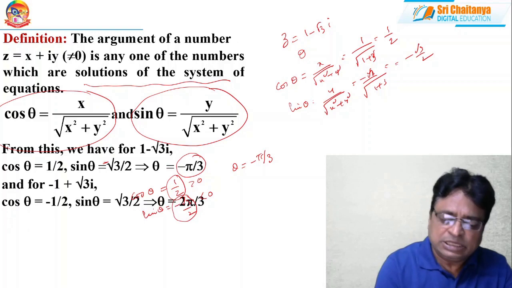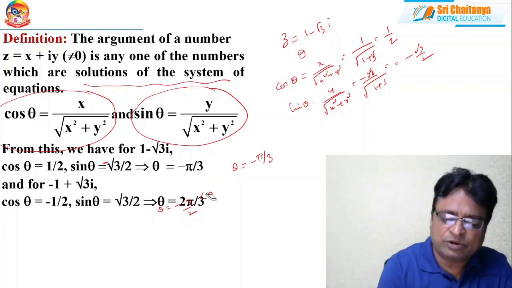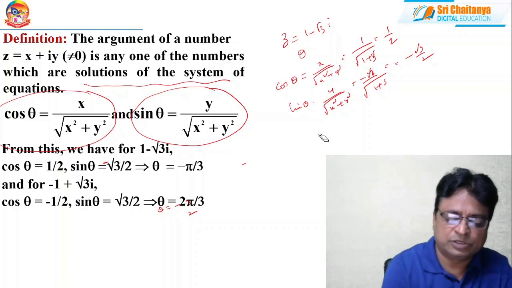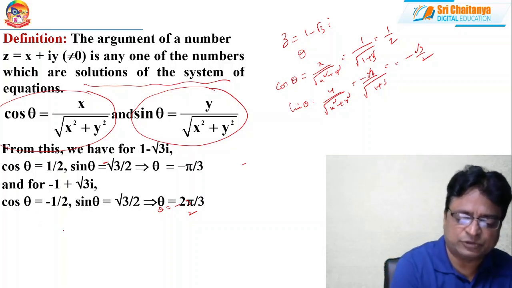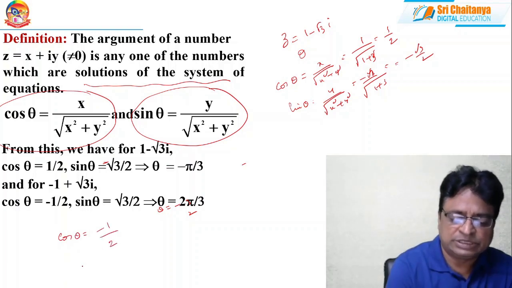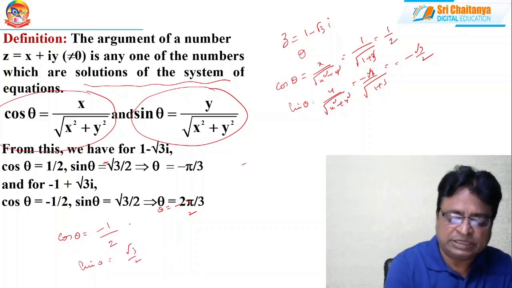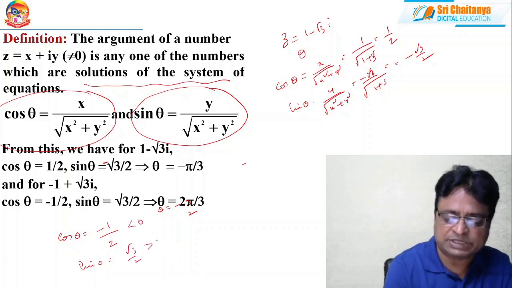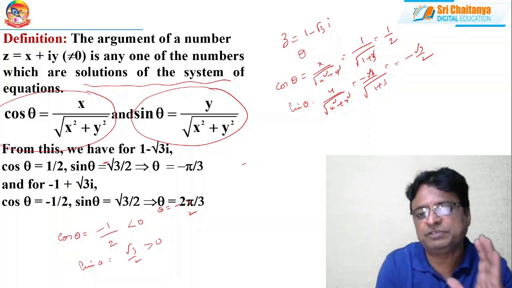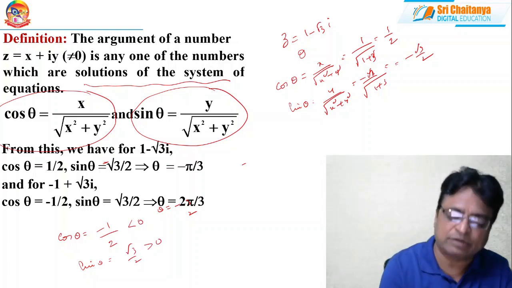Similarly, suppose z is equal to minus 1 plus root 3 i is given to you. So, here as per the definition, as usual, cos theta is equal to what? x by r, that means minus 1 by 2. Similarly, sin theta is equal to what? y by r, that is root 3 by 2. That is, cos is negative and sin is positive. Cos is negative and sin is positive is possible in which quadrant? That is in the second quadrant.